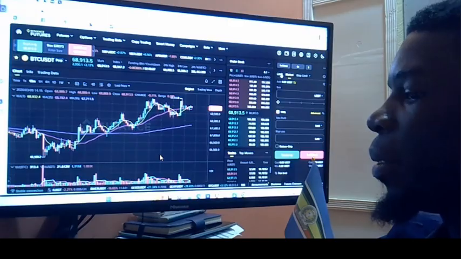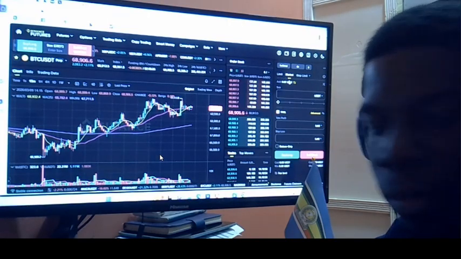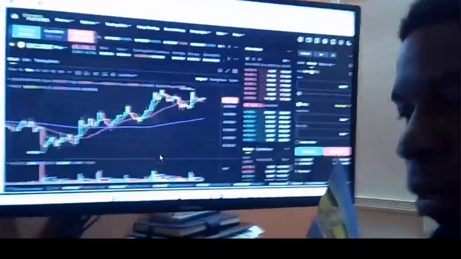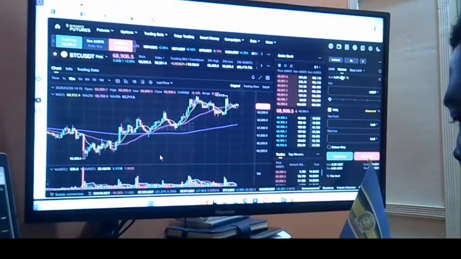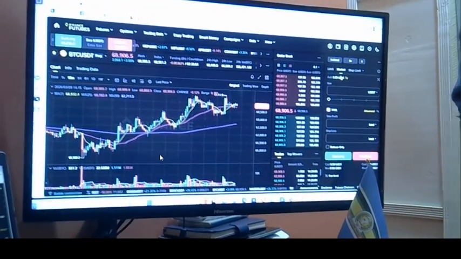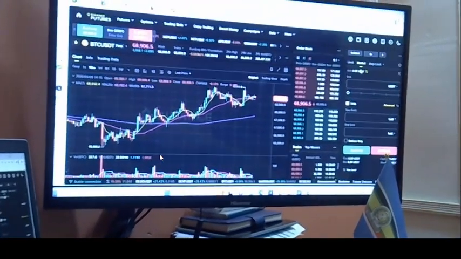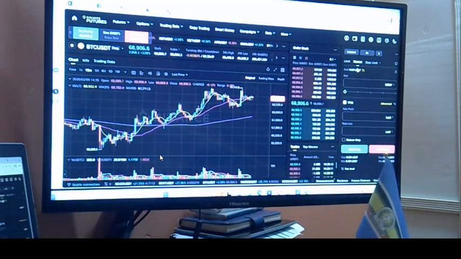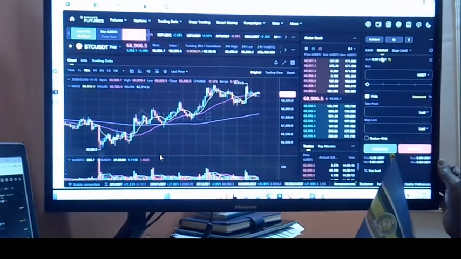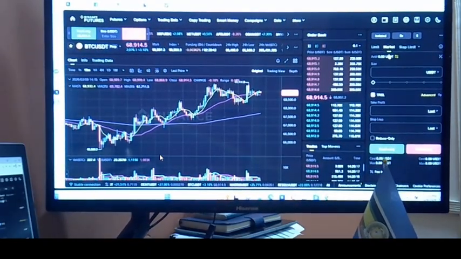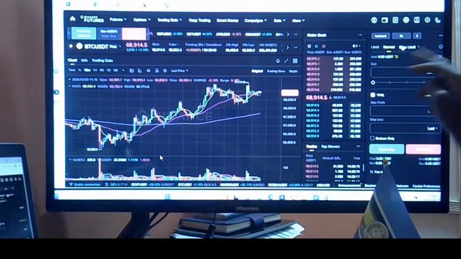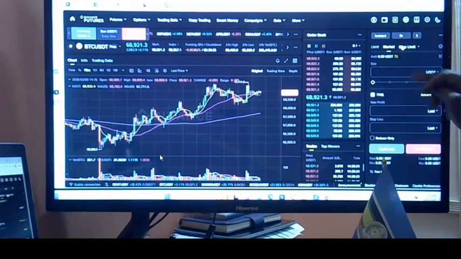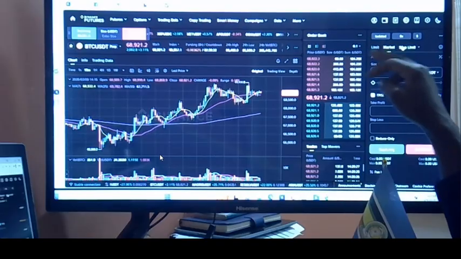So these are the market orders we have here. Let me try to extend a bit. Is it visible? Yeah, it's visible. So here we have the market order. Then here we have stop limit orders. Here we have limit orders.